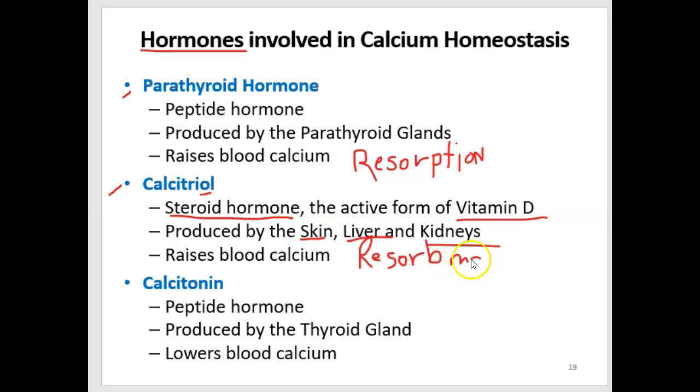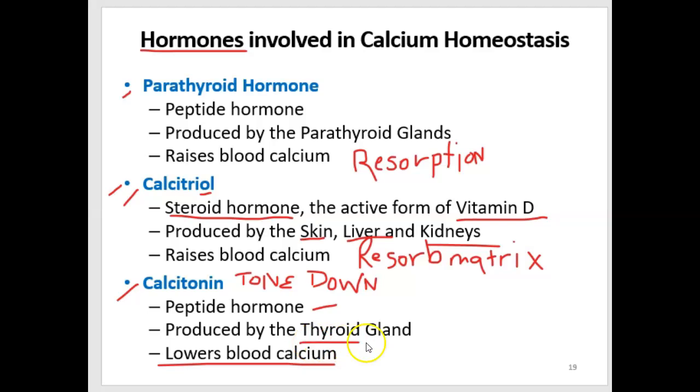Now the only hormone that actually lowers blood calcium is calcitonin. And I remember this, I know there's 3, right? And I find calcitriol and calcitonin a little confusing. So I just think tone down calcium. And that means in the blood. Tone down is my little clue. So calcitonin lowers blood calcium. It tones blood calcium down. It's a peptide hormone, and it's produced by the thyroid gland.